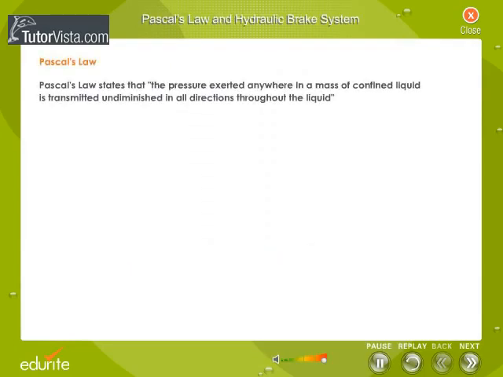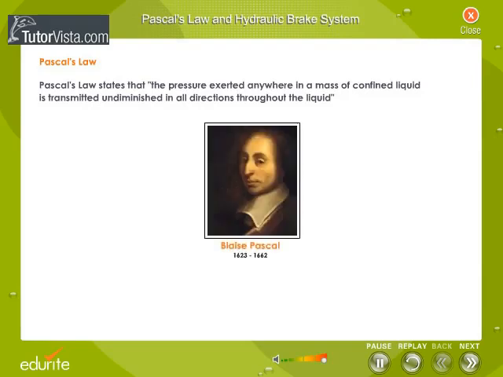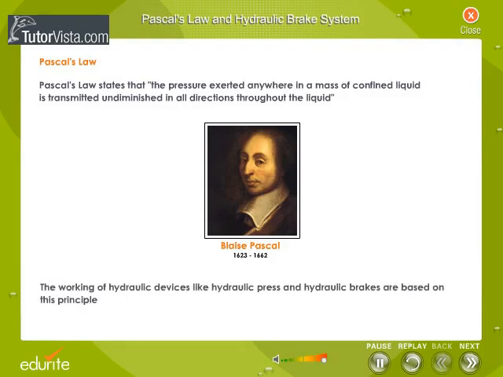Pascal's law. Pascal's law was formulated by Blaise Pascal to describe the effects of pressure within a liquid. The law states that the pressure exerted anywhere in a mass of confined liquid is transmitted undiminished in all directions throughout the liquid. The working of hydraulic devices like the hydraulic press and the hydraulic brakes are based on this principle.